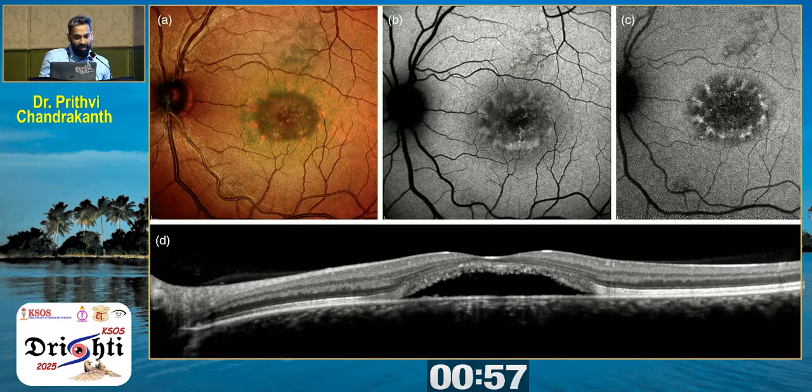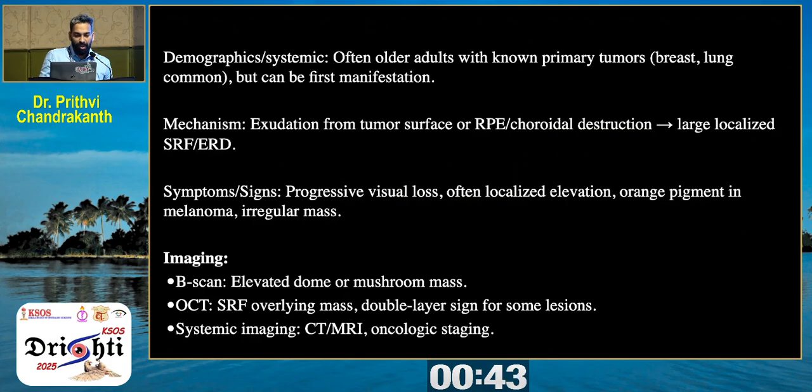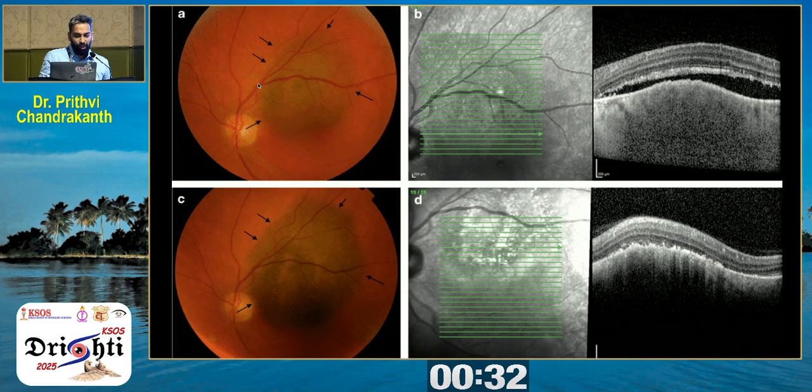And this is another image, of Best disease. It also has a small CSC-like SRF over here, and this occurs bilaterally. And then we have neoplastic and infiltrative causes like choroidal metastasis and melanoma. Go to the image: this is a choroidal metastasis, which also has SRF, but you will see a lot of choroidal bumps over here that can be differentiated. And then choroidal melanoma, again the same kind of subretinal fluid, but there is a choroidal bump, so you always have to note this point and differentiate.